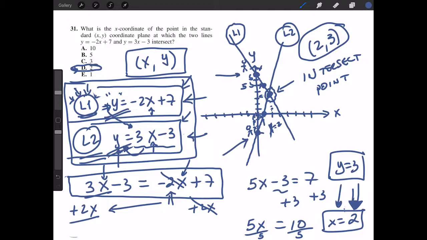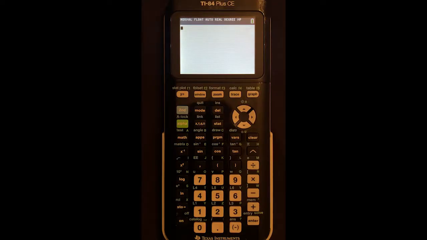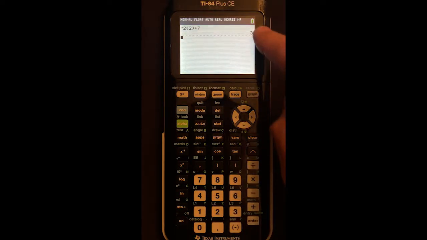On the TI, you're going to see that you can actually graph the two lines, and you can trace the graph so that you can visually see where the point of intersection is. Problem 31, we can do two things. The first one is to plug in the answer, x equals 2, that we think is correct based on that sketch that we did. So it would look like this. Plugging in x equals 2 on the first equation, y equals negative 2x plus 7, would be negative 2, open a parentheses for the x value that you're plugging in, in this case the 2, and then add 7. So press enter and we get an output of 3. So x equals 2, y equals 3.